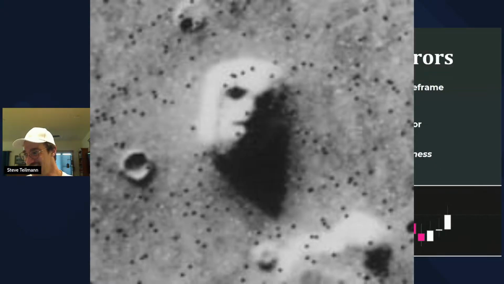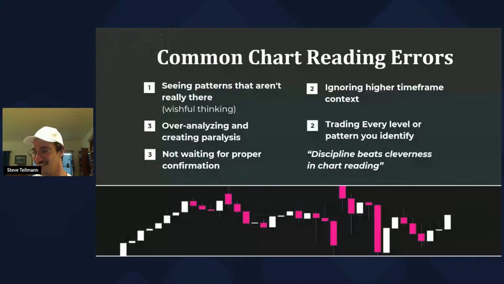Oh, goodness. Tim making the executive decision to scare the crap out of me with that pop-up there. But yeah, absolutely. That's a great example of pareidolia, whatever the heck.